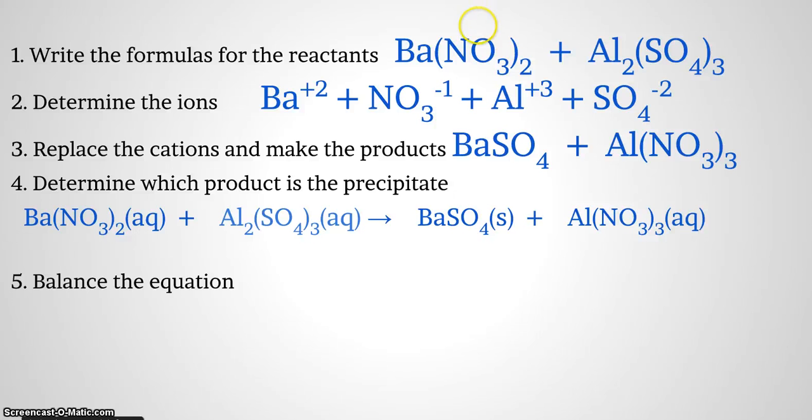All right, now once we've figured out our precipitate, we need to balance our equation because as it stands, it's not balanced. So when we look at balancing, we want to make sure our nitrates are balanced. We have 3 over here, 2 over here. So we're going to have to put a 2 here and a 3 here. We have 3 bariums, 3 sulfates, 2 aluminums, and now everything is balanced the way it is.